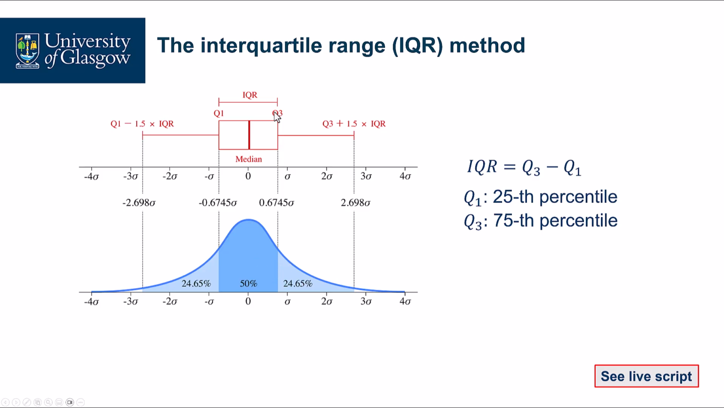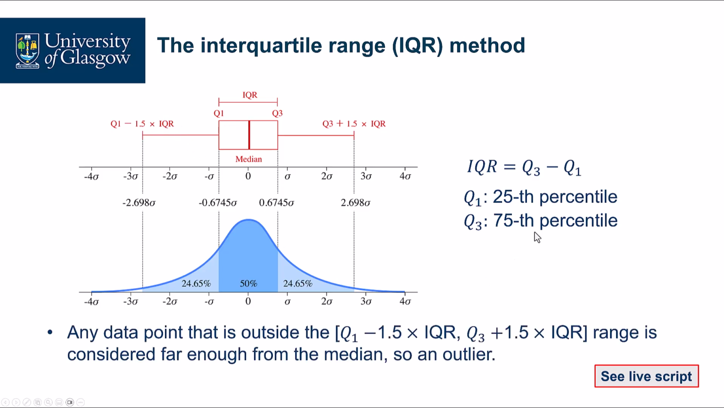So then we can consider, from Q3, going to the right, adding 1.5 times IQR. This is on the right side. And on the left-hand side, we use Q1 minus 1.5 multiplied by IQR. So in this way, a data point outside this range, either here or here, we can think that it is far enough from the median, so we consider it an outlier. So you can see this in the live script and try it yourself.